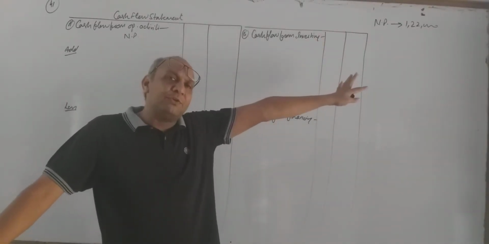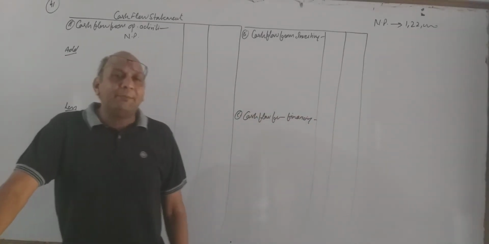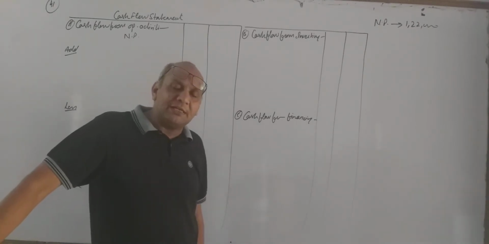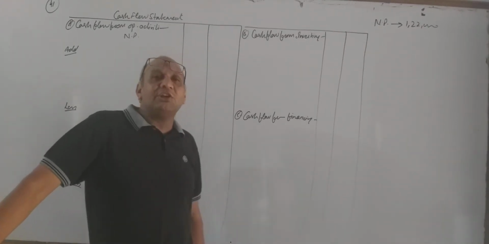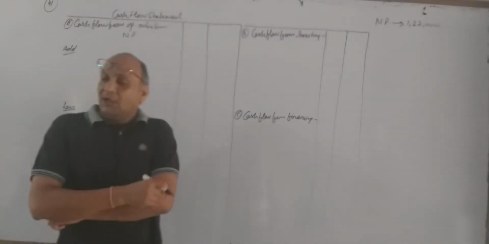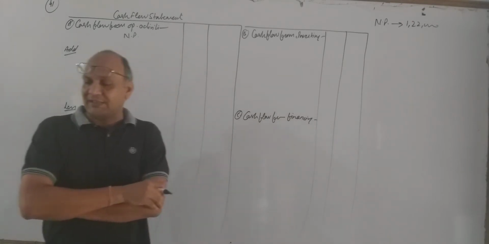Again 4 items which are to be added over here if they are given in the sum. Number 1, provision for tax for current year, number 2, proposed dividend for current year, number 3, interim dividend, and number 4, transfer to reserves if any. If those items come, we will deal according to the sequence.